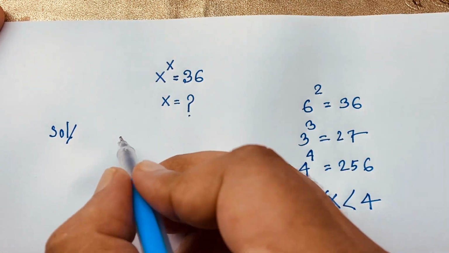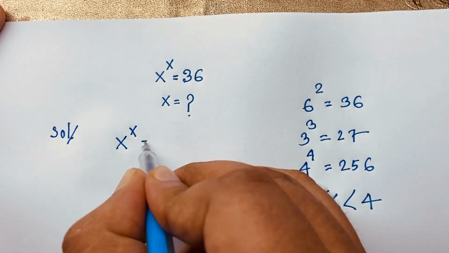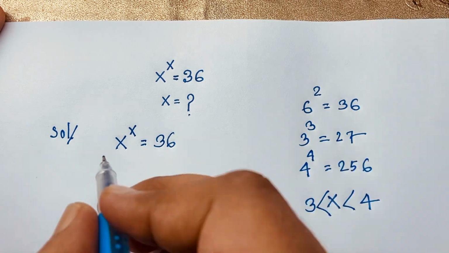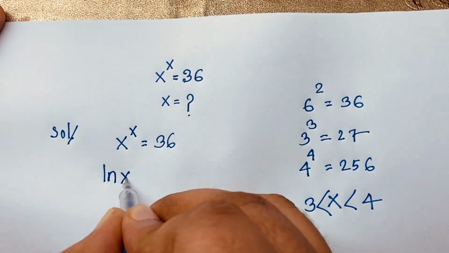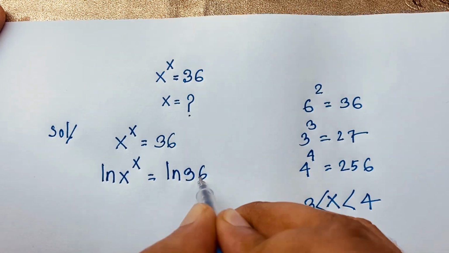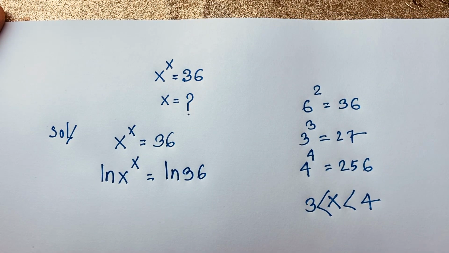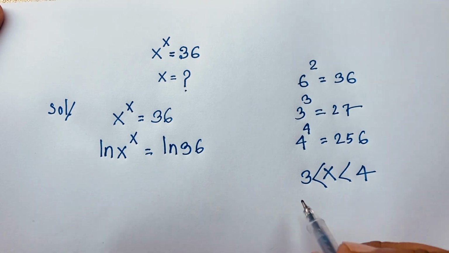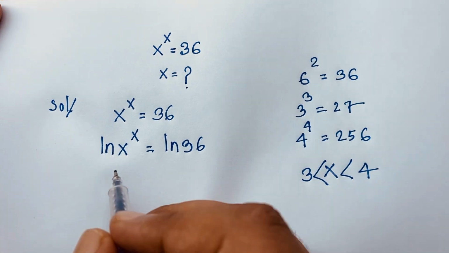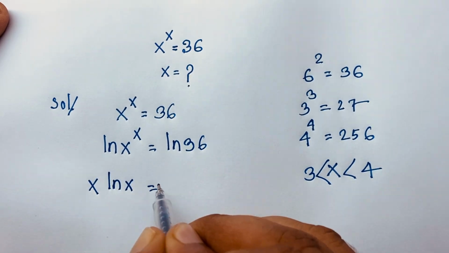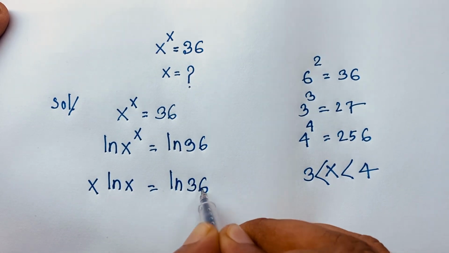Here, x to the power x is equal to 36. I take natural log on both sides. So ln x to the power x is equal to ln 36. Now at this moment we know, according to the natural log formula, the exponent moves in front. So I can say easily this expression will be x ln x is equal to ln 36.